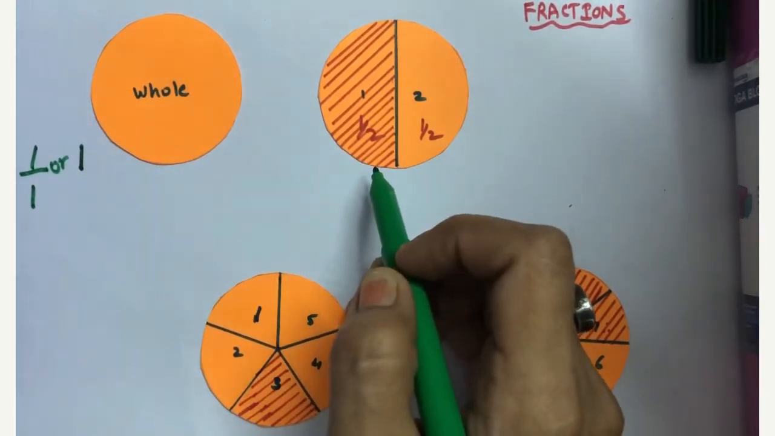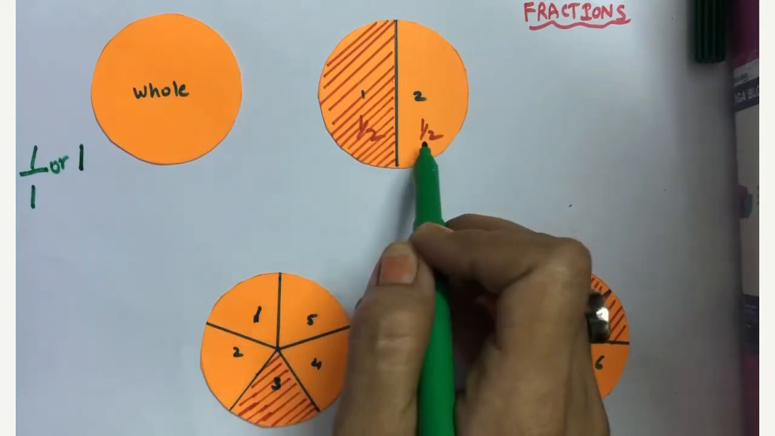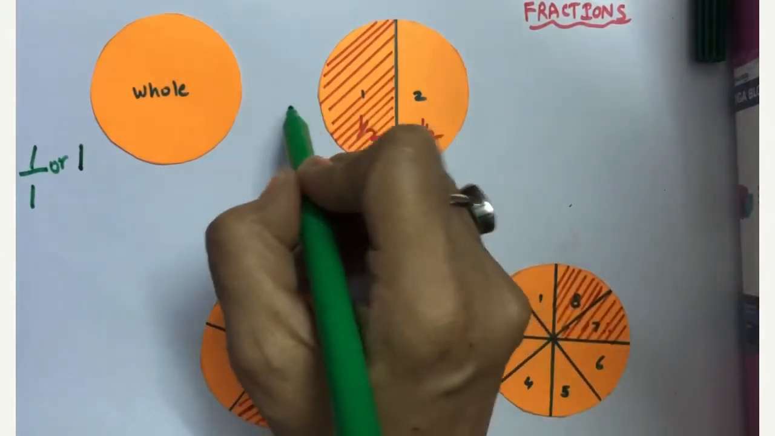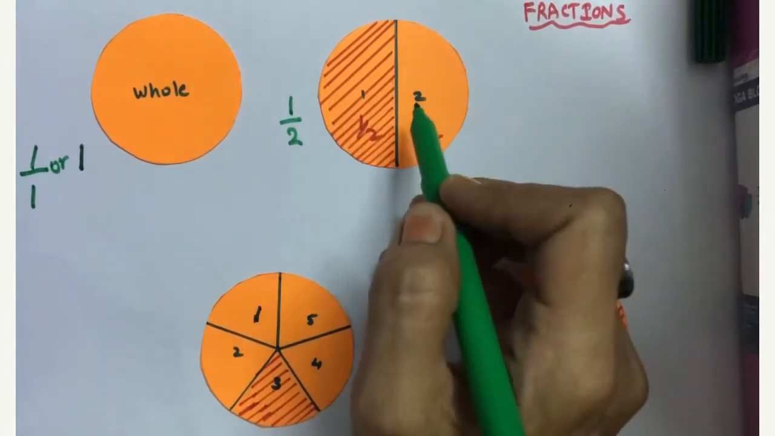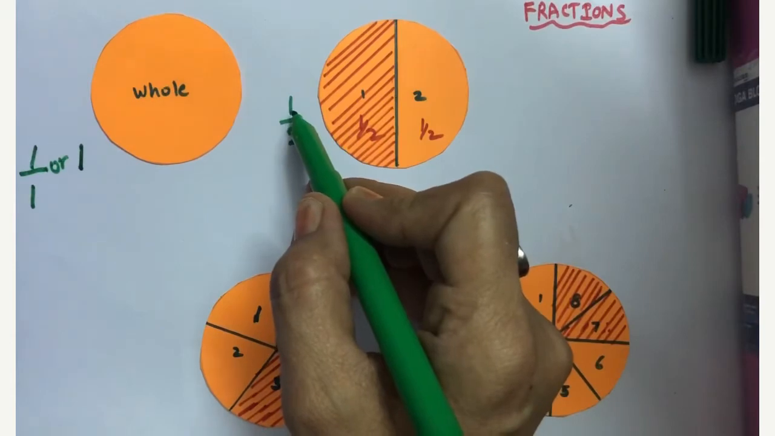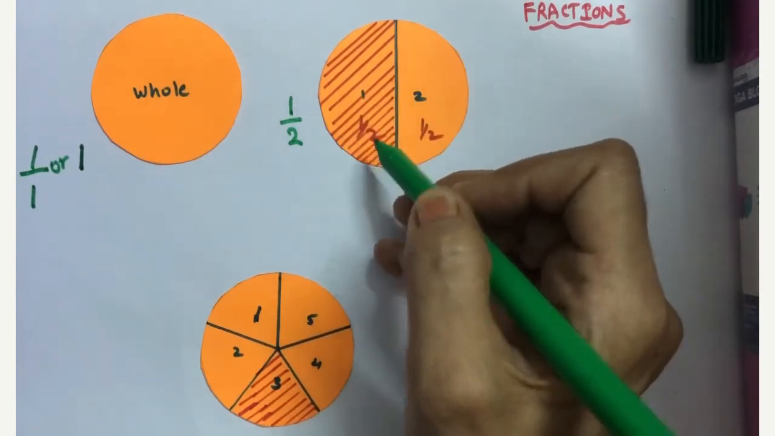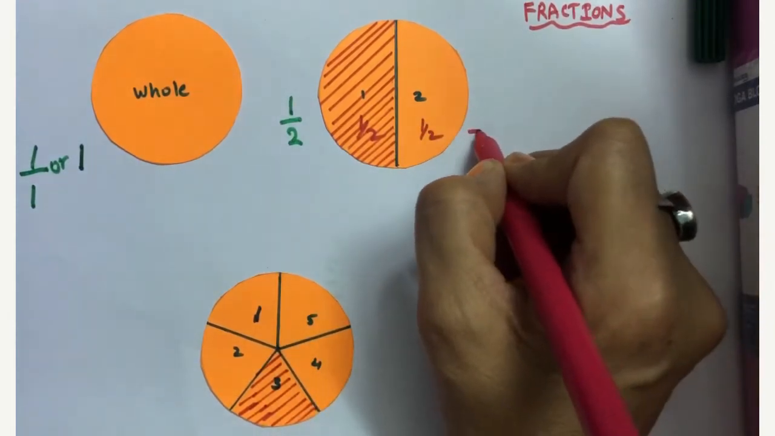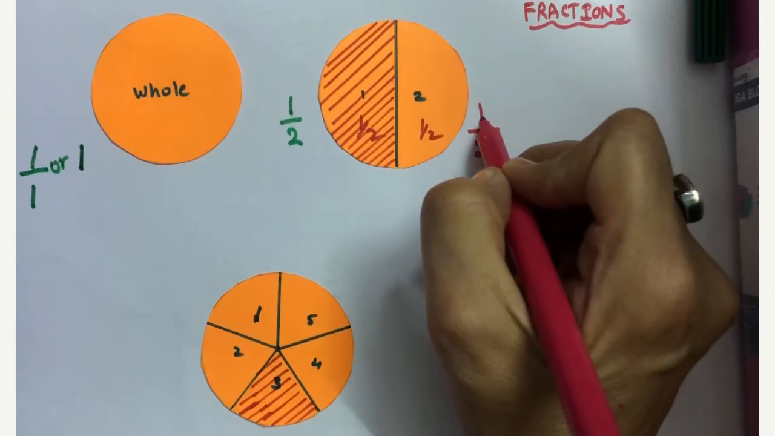For this figure, this circle is divided into two equal parts. They are two halves. So each half represents 1 upon 2. Do you remember? If we have two equal parts, we write 2 in the denominator and each part is 1. And if I try to write the fraction for the shaded part, what will it be? It is divided into two equal parts, so I will write 2 in the denominator and only one part is shaded. So 1 upon 2.